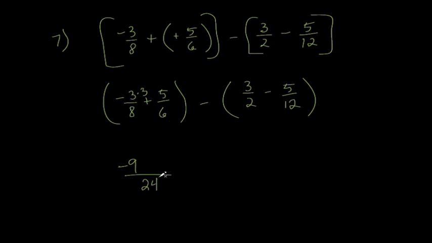What'd you do to 6? What'd you multiply 6 by to get to 24? 4. So what do you do to that 5? Multiply that by 4. So you get a 20. All right? Good. And I'll tell you what, let's just work it out. What's 20 minus 9? It's 11, I think, right? So it's 11 over 24.